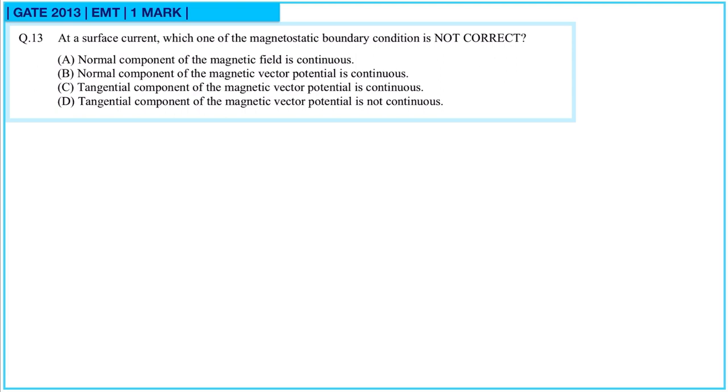Question number 13. At a surface current, which one of the following magnetostatic boundary conditions is not correct? Now we know del dot of B is equal to 0. So that means B perpendicular above will be equal to B perpendicular below. So the normal component of the magnetic field is continuous.